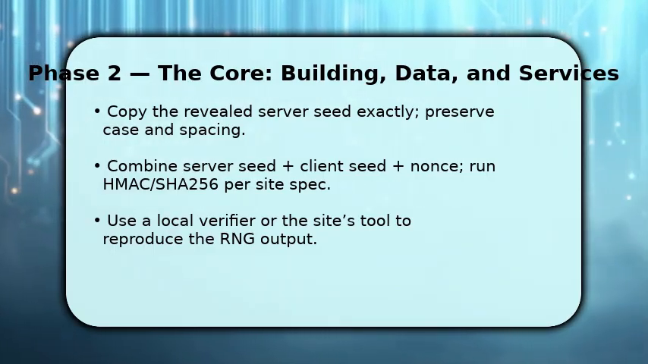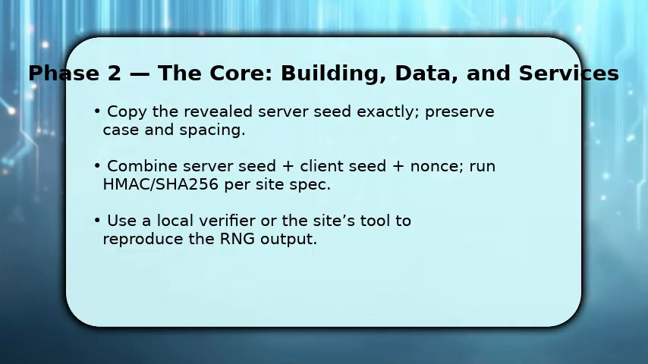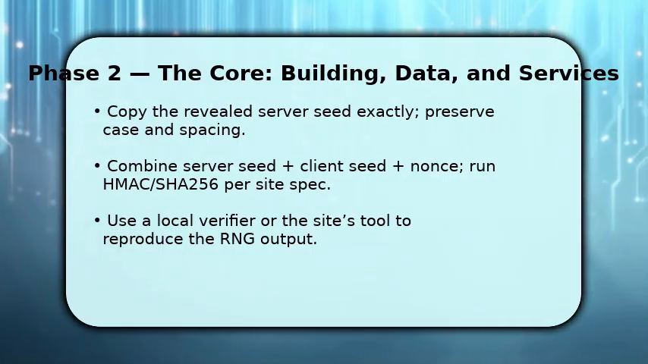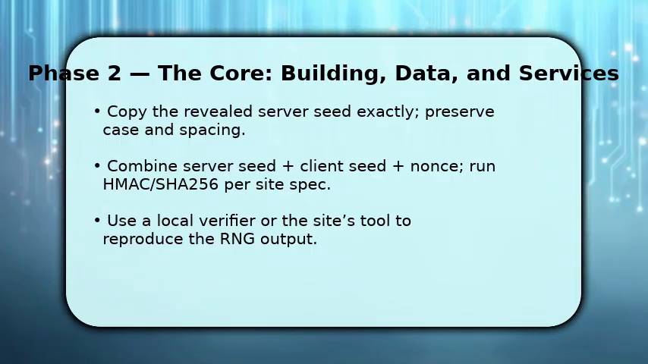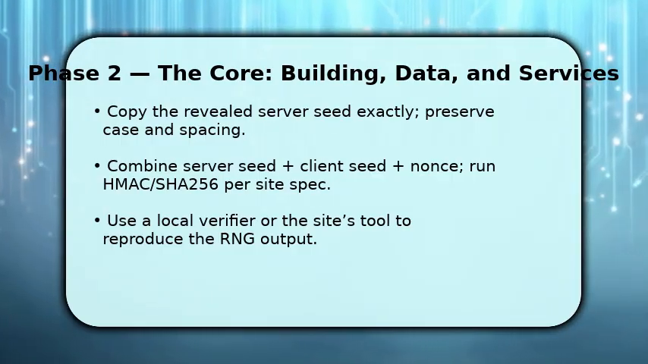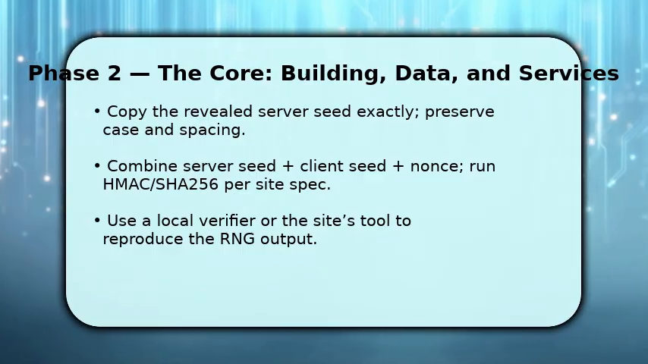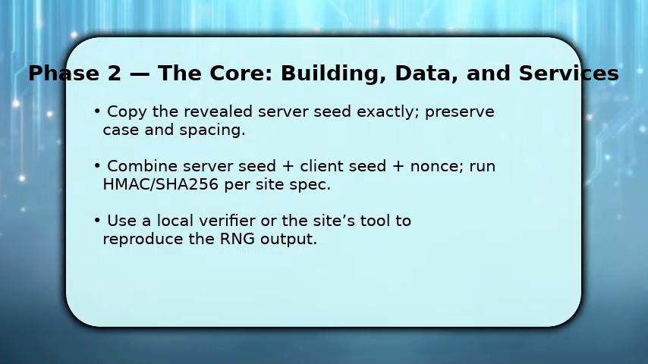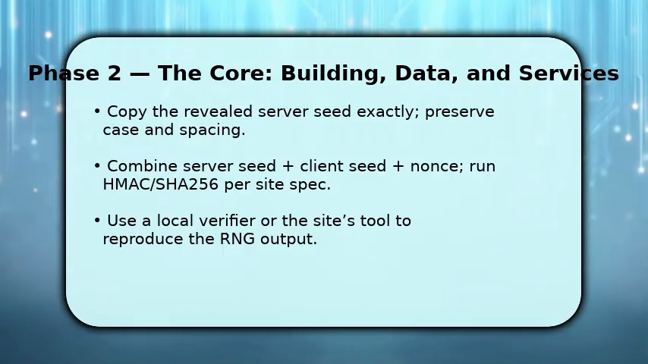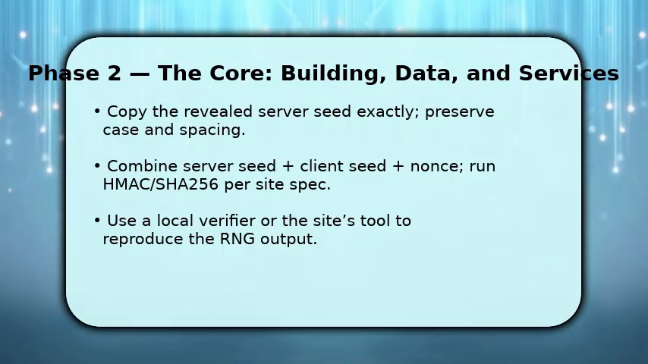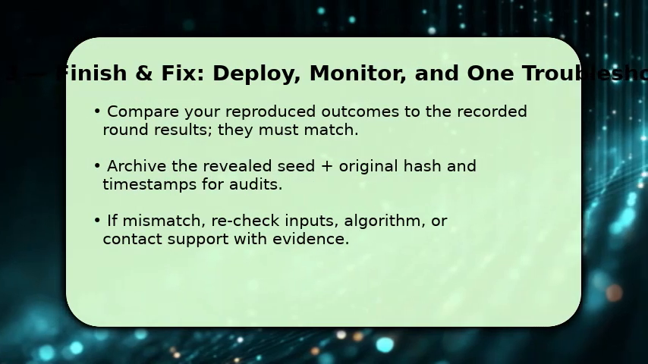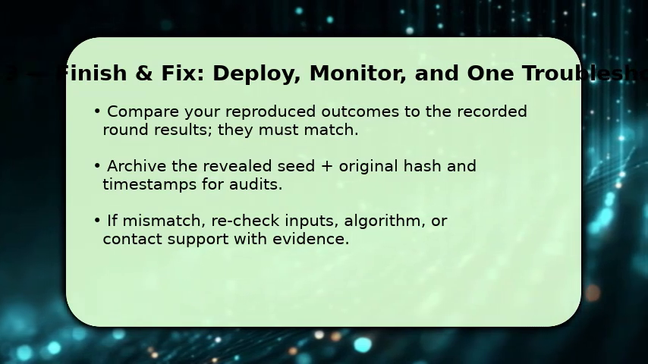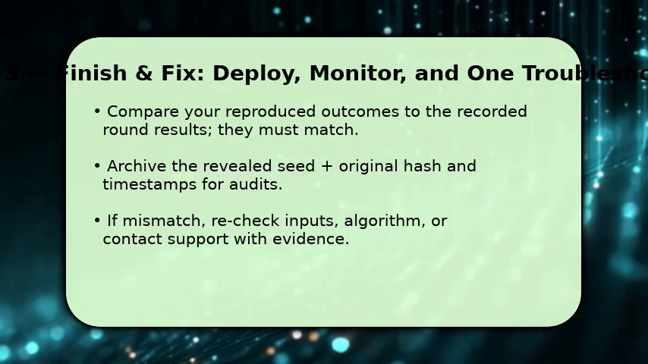Then apply the hash algorithm the site specifies, typically SHA-256 or HMAC-SHA-256. Use a trusted local verifier or the site's verifier tool to generate the derived randomness. This reproduces the game's pseudo-random numbers. Now compare the numbers you reproduced with the official round results. They should match 100%. This proves fairness.